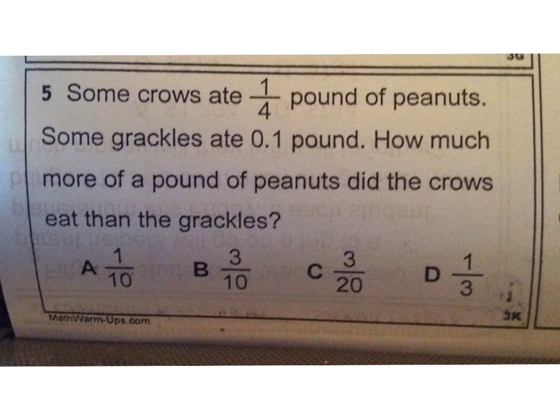Number 5. Some crows ate 1/4 pound of peanuts. Some grackles ate 1/10 pound. How much more of a pound of peanuts did the crows eat than the grackles?